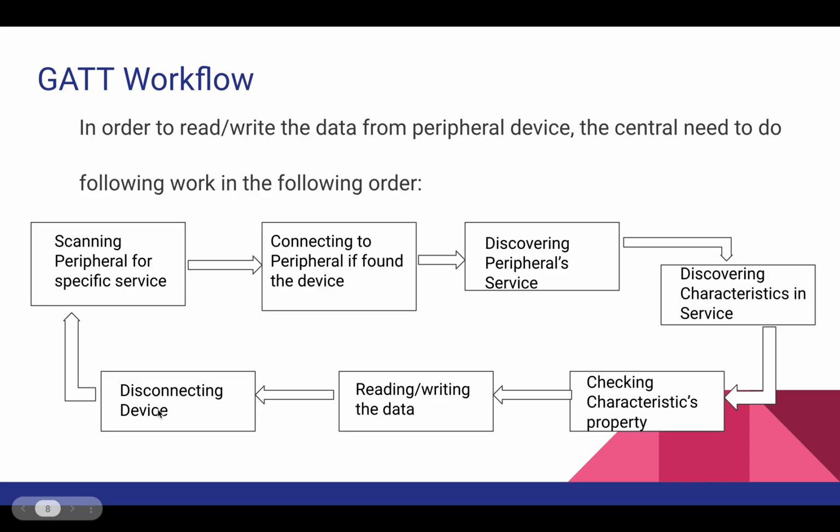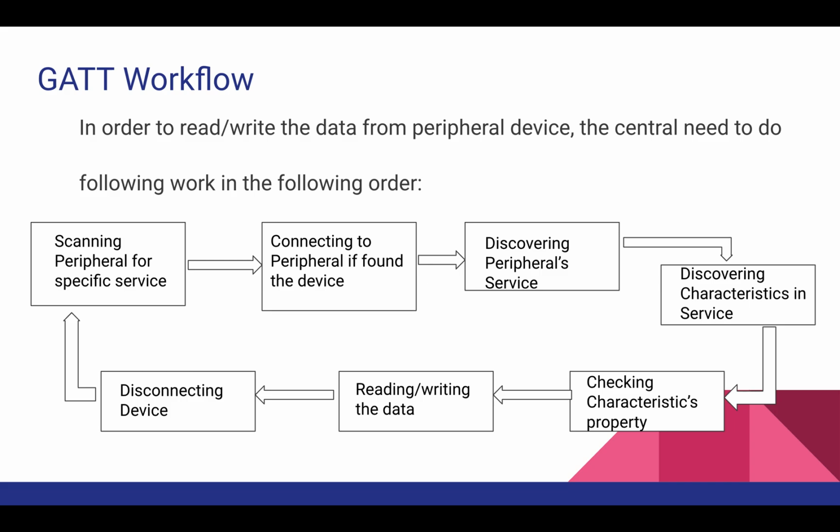So these are the 7 steps for the whole read and write process. If I want to access the data from the remote peripheral, my central device must know the UUID of the characteristic and service for which I want to perform the read and write operation.